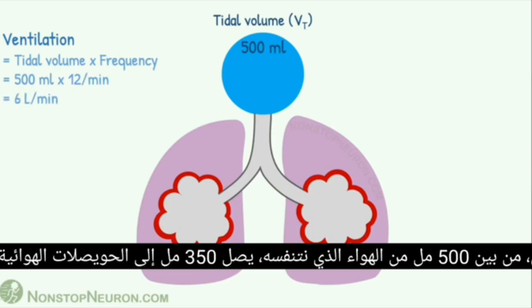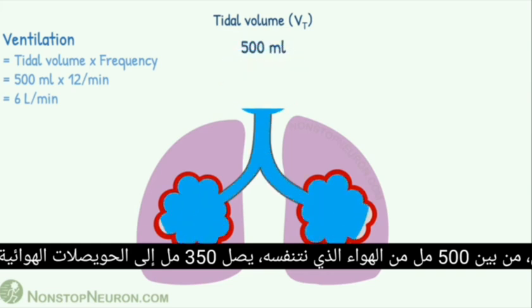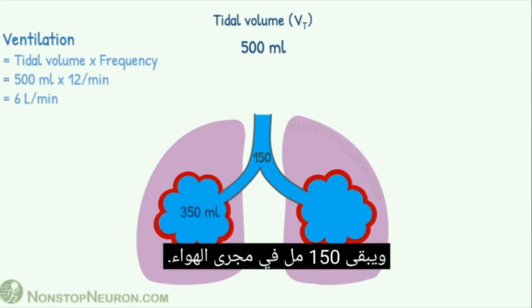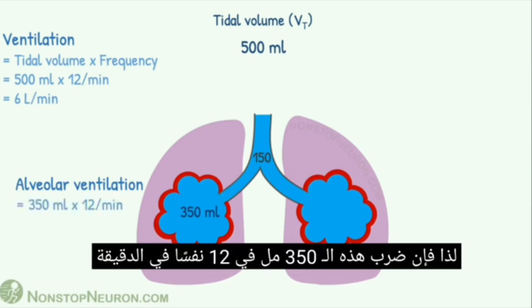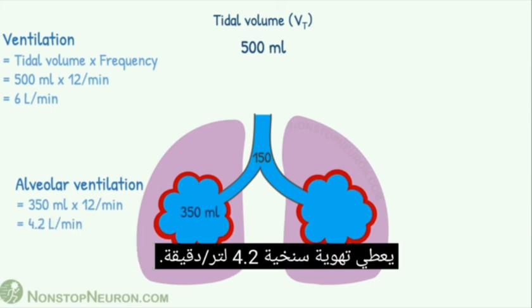Now, out of this 500 ml of air that we breathe in, 350 ml reaches the alveoli and 150 ml stays in the conducting airway. Alveolar ventilation is the amount of this fresh air entering the alveoli every minute. So multiplying this 350 ml with 12 breaths per minute gives an alveolar ventilation of 4.2 liters per minute.